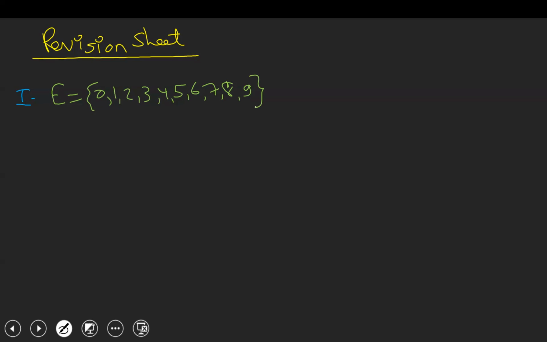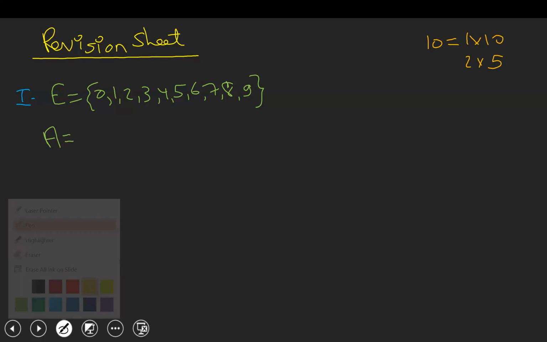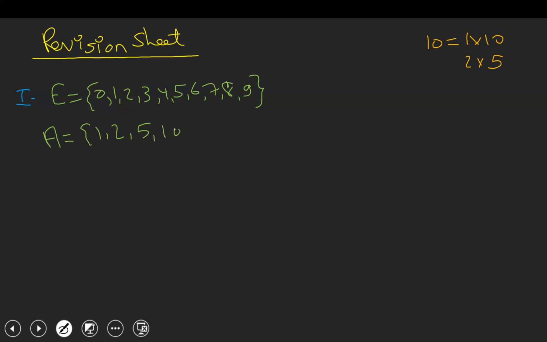set A? X, such that X is a divisor of 10. This is A. What are the divisors of 10? This means what are the numbers that give 10 when multiplied by each other? They are 1 and 10, 2 and 5. Is there anything else? So 1, 10, 2, 5. So we put them in the set 1, 2, 5, 10. These are the divisors of 10.